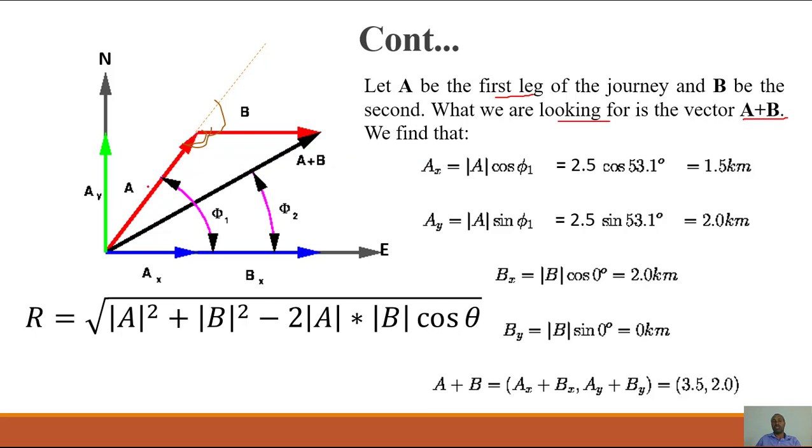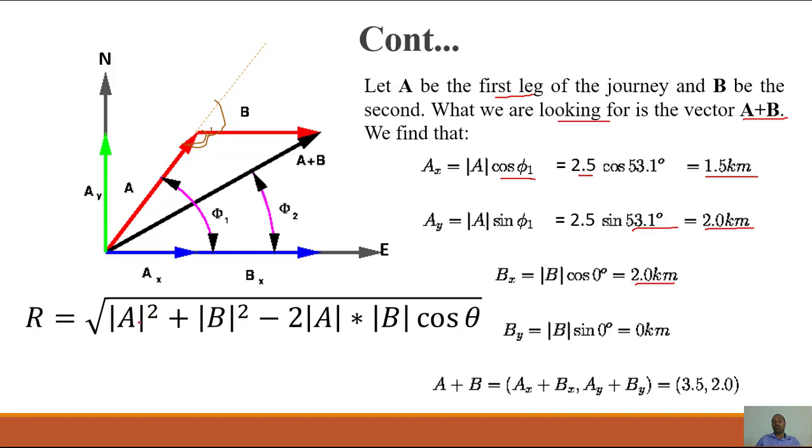So you have this one, then this one, and first you have this angle and the magnitude. AX will be the magnitude of A, 2.5, times cos of this angle, which gives 1.5 kilometers in the X direction. AY is 2.5 times sine of phi 1, which is 53.1 degrees, giving 2 kilometers. Then BX: he walks horizontally, so B cos 0, and 2 kilometers is given in this direction. Then you can find the resultant.